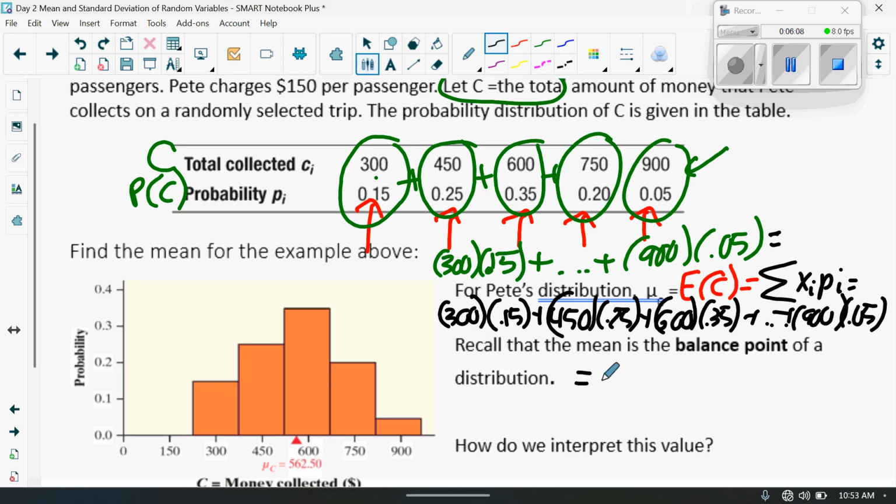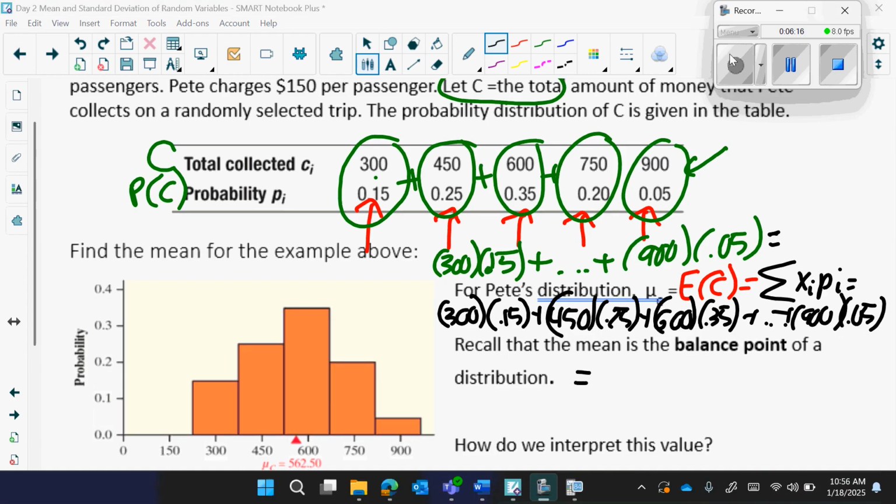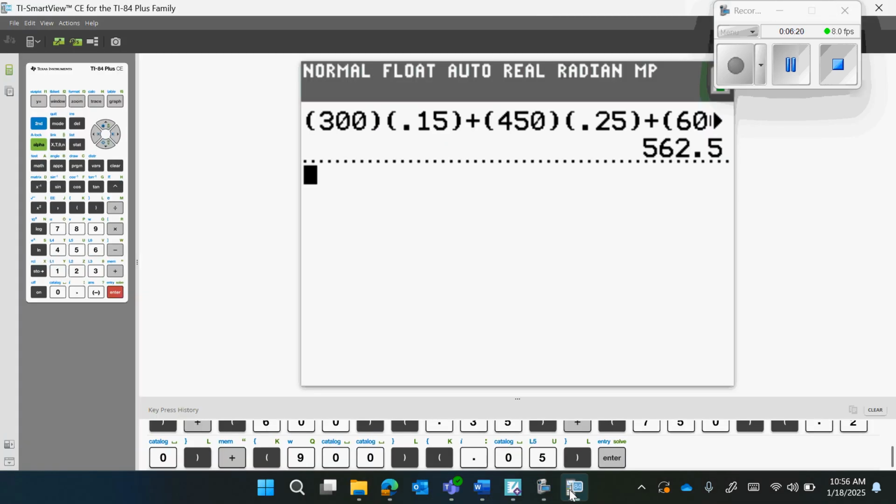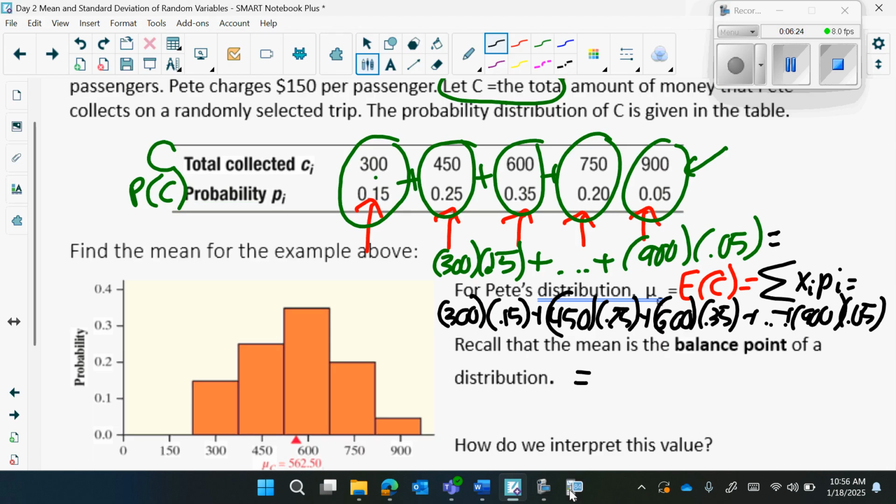So now you're going to take out your calculator and actually do this. You can do this in the home screen of your calculator, showing that you're multiplying all the terms and adding them all up. Okay, so I entered all of that in my calculator, and you can see I got $562.50. So that is going to be the mean or the expected value for Pete.